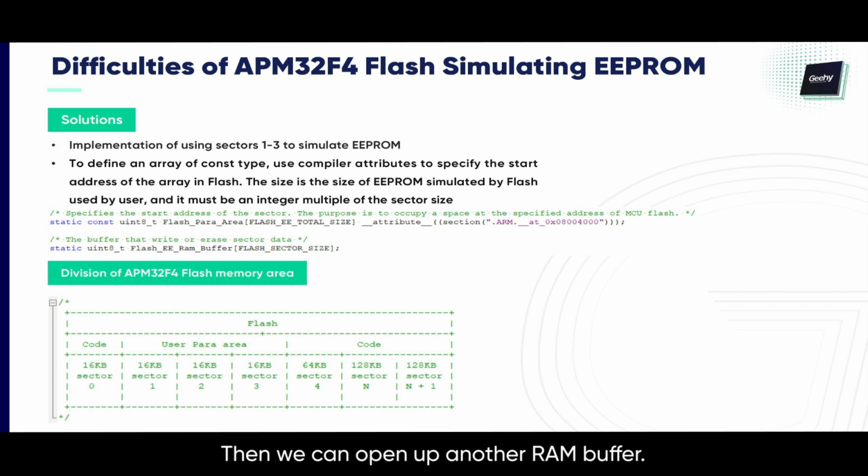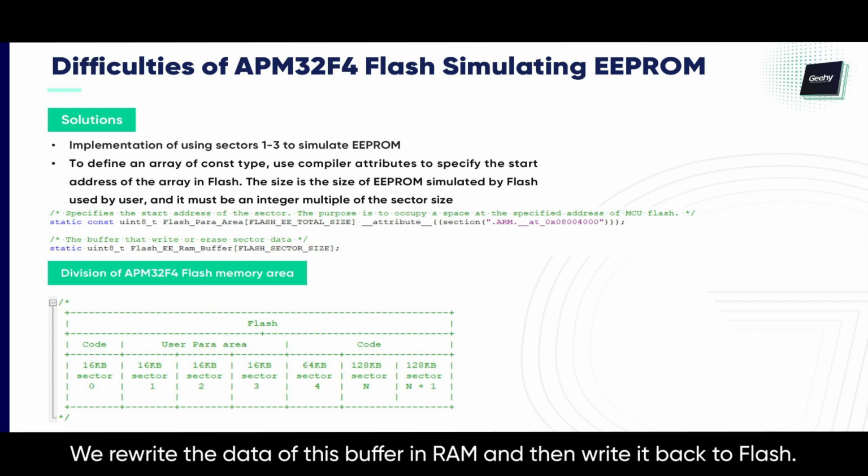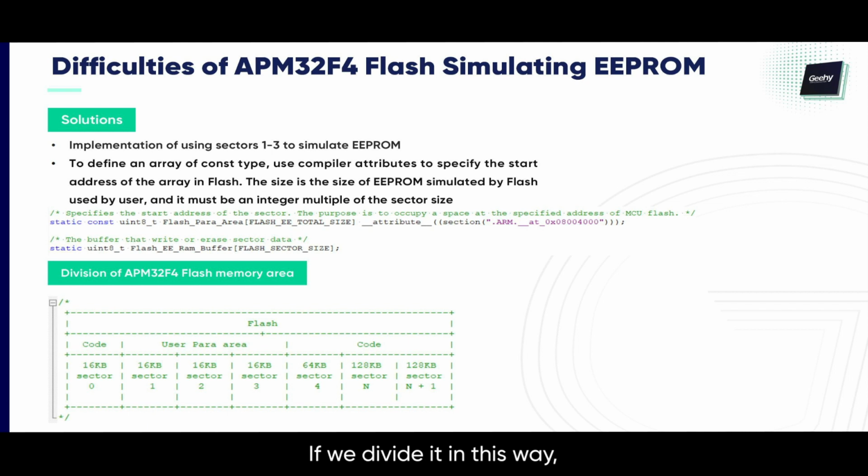Then we can open up another RAM buffer. As mentioned earlier, the size of this buffer can be the size of a sector. We rewrite the data of this buffer in RAM and then write it back to Flash. If we divide it in this way, the final Flash area is divided as follows.